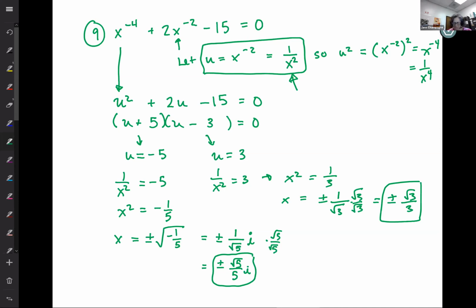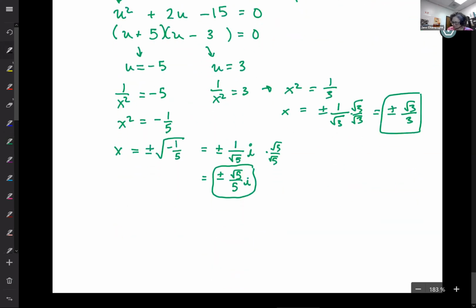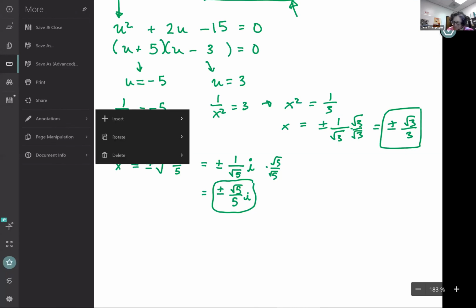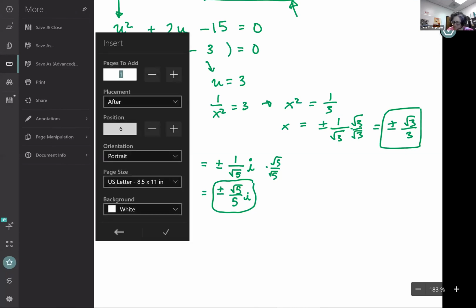Okay, one more. Oh, I need another page. One page.